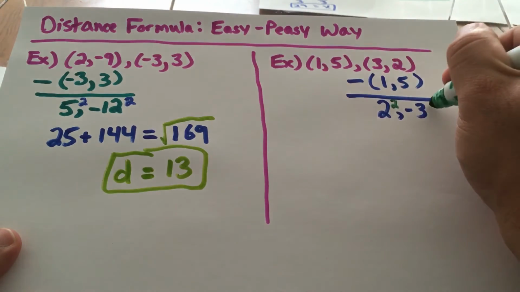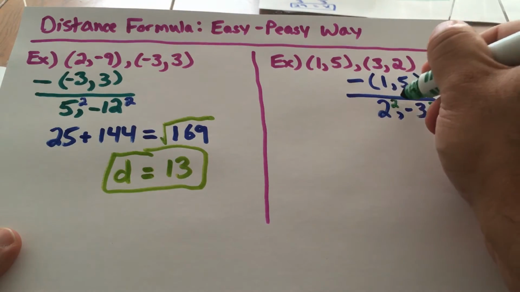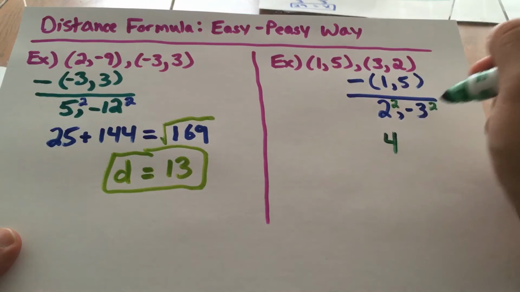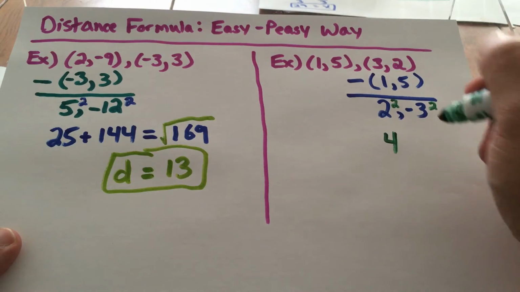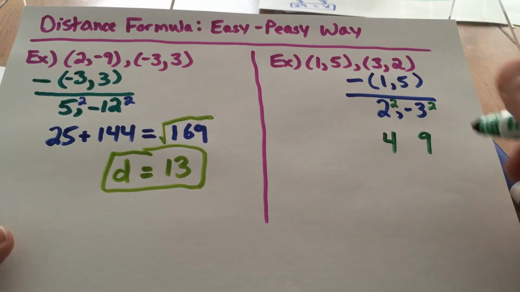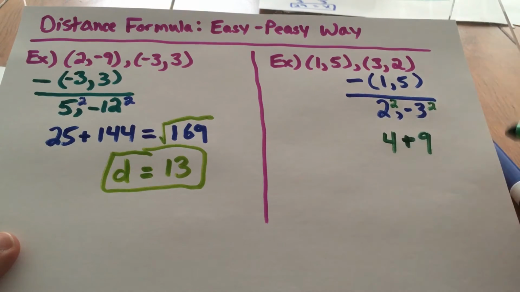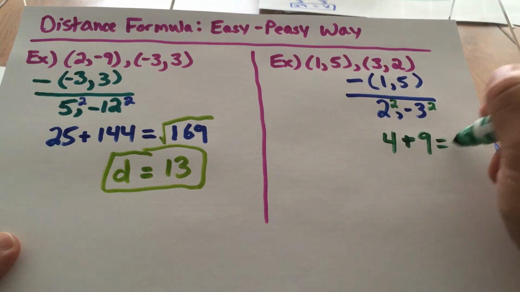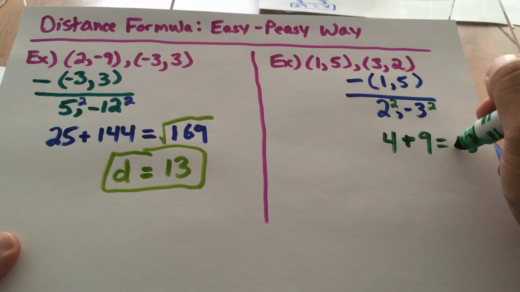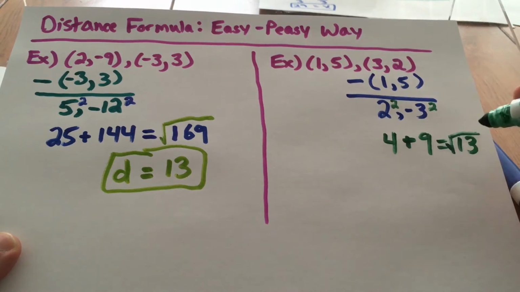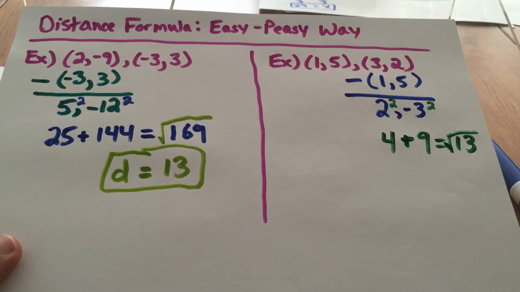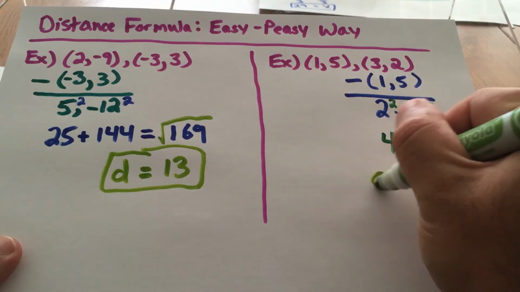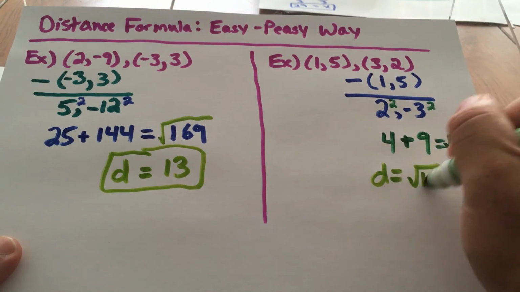So I've got to do 2 squared and -3 squared. 2 squared is 4, -3 squared is 9. And then finally, we have to add these together. 9 plus 4 is 13. And then finally, we take the square root of that, and it'll give us our answer. So our final answer down here is going to be d is equal to the square root of 13.